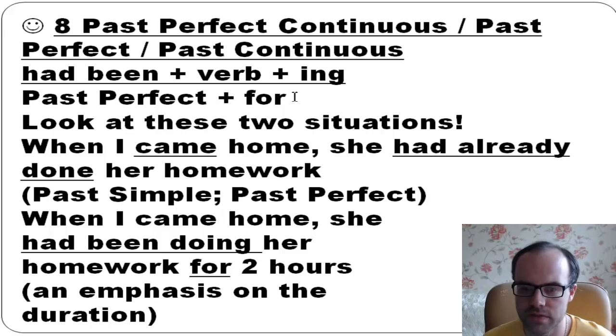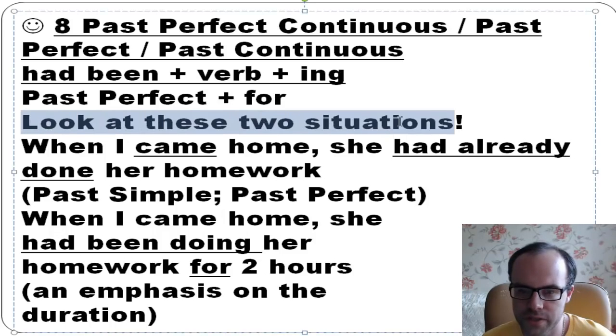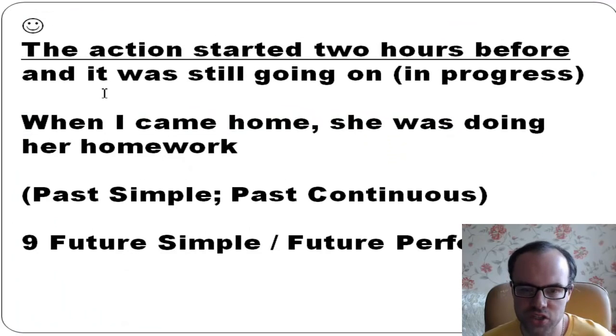So had been plus verb plus ing. What is past perfect continuous? It's past perfect plus for. Look at these two situations. When I came home, she had already done her homework. So it's past simple and past perfect. Let's look at the second situation. When I came home, she had been doing her homework for 2 hours. So there is an emphasis on the duration. It tells us that this action is long. The action started 2 hours before, and it was still going on. It was still in progress.